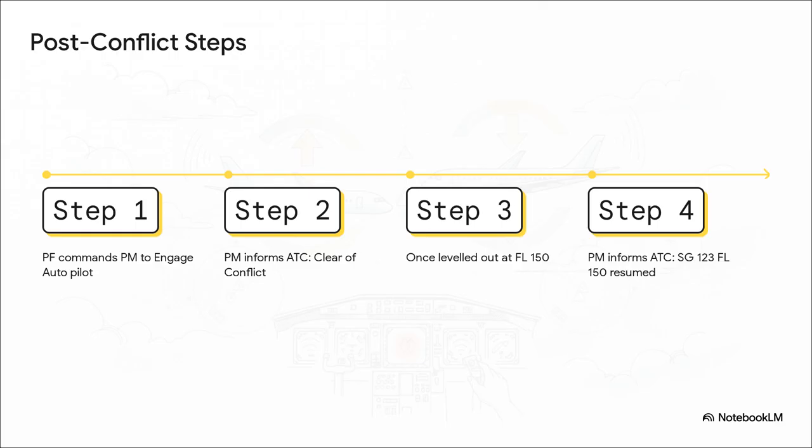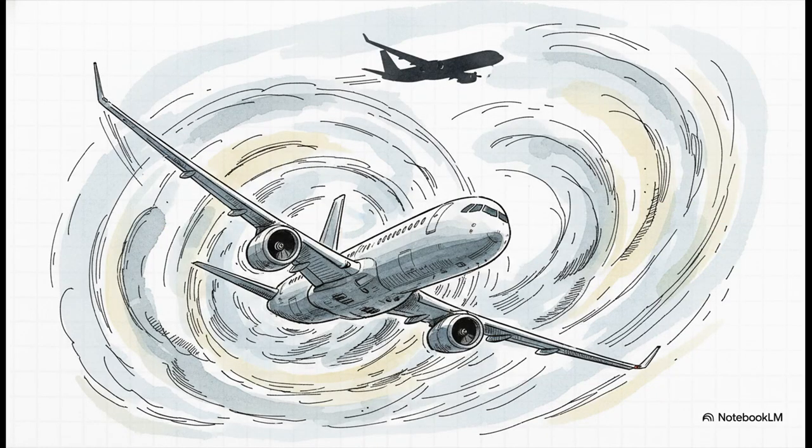Step 3. You simply allow the aircraft to level out at that assigned altitude. And Step 4. Once you're leveled off, the PM informs ATC one more time. SG-123, flight level 150 resumed. This perfectly illustrates the strict communication loop you need to safely and predictably get your aircraft back to its cleared flight level. But hold on, the danger isn't entirely over just because you avoided the collision.